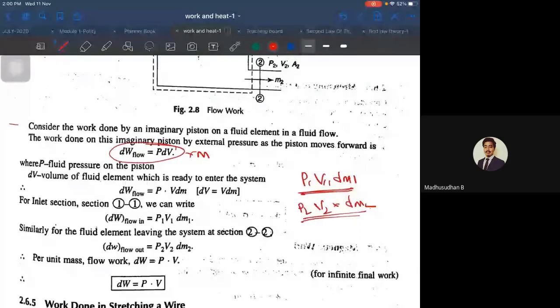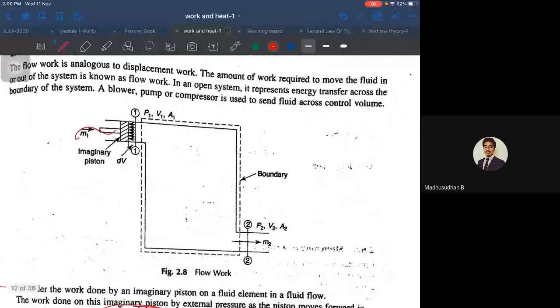So what are 1 and 2? 1 is concerned with the flow which is entering the system, and 2 is concerned with the flow which is leaving the system. Okay, so just have a gist of it.